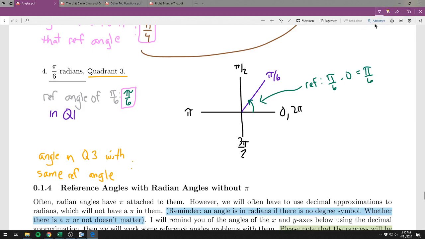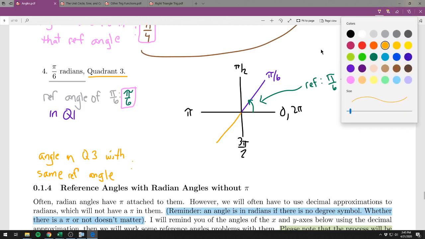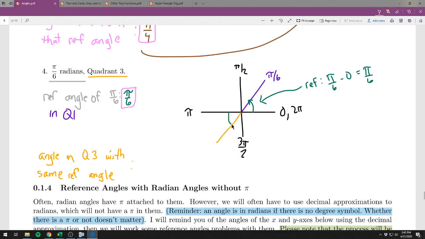Second part of the question, what angle in quadrant 3 has a reference angle of pi over 6? Quadrant 3 is down here. Draw our picture. We want the reference angle to be pi over 6, the same thing. So coming from the x-axis towards it is pi over 6.